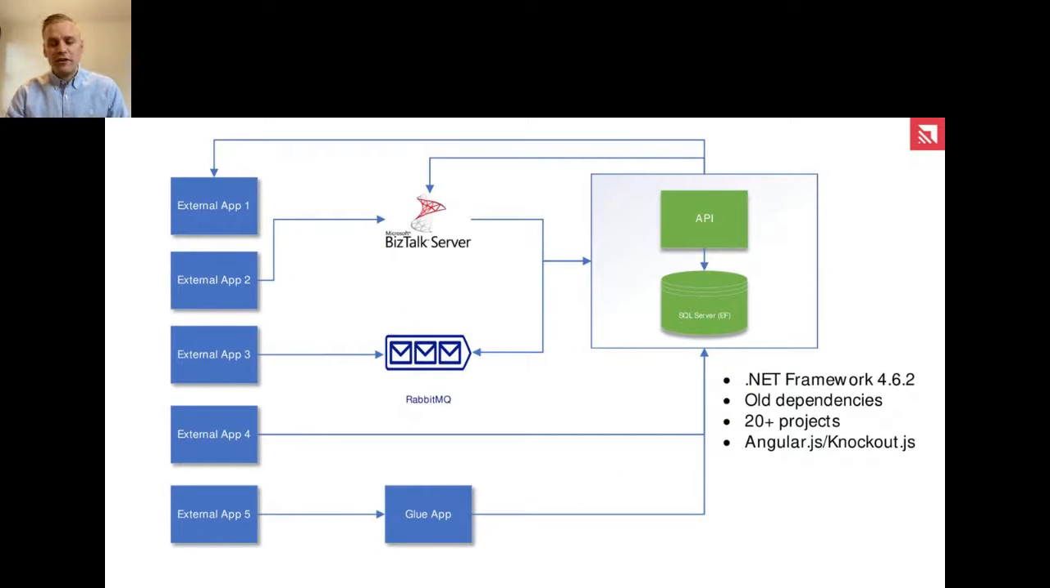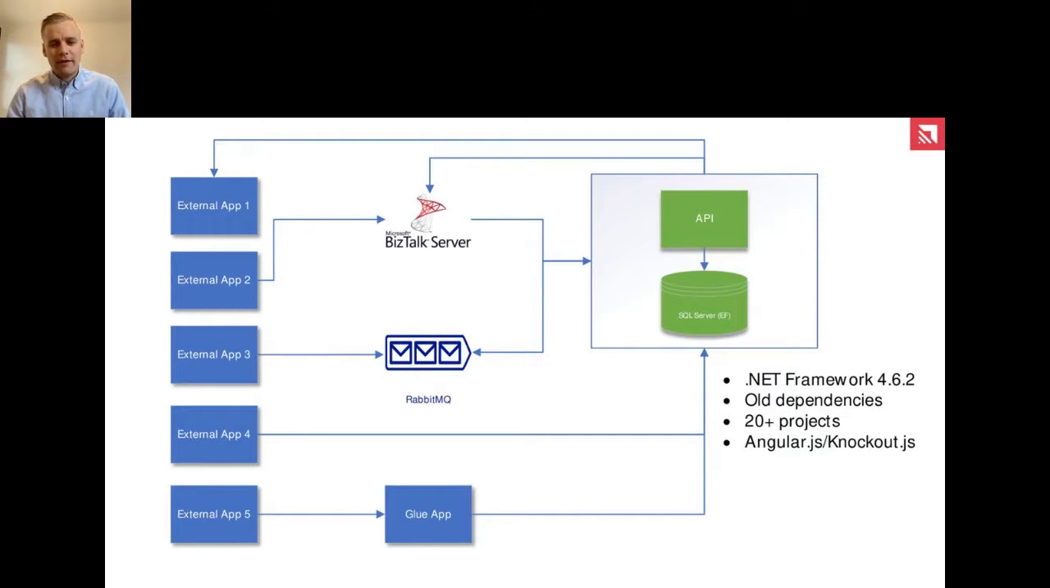So let's start with the app. The app is a very standard .NET Framework monolith, I would say. It's large, it has an API layer, a domain layer, and a database layer. It uses Entity Framework to talk to SQL Server, and it's very large. It has 20-plus projects, tons of old dependencies of different sizes and importance. And it has a standalone front end that is done in AngularJS and Knockout.js. So it's a standard old .NET Framework app, I would say.